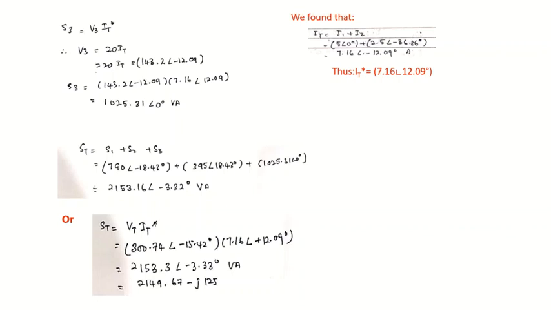So we multiply both V and I total, and then it will give you the total apparent power at 2153.3 with minus 3.33 degree angle VA. In complex form, the answer for the total apparent power is 2149.67 minus j125.